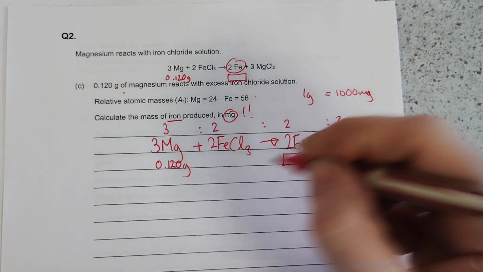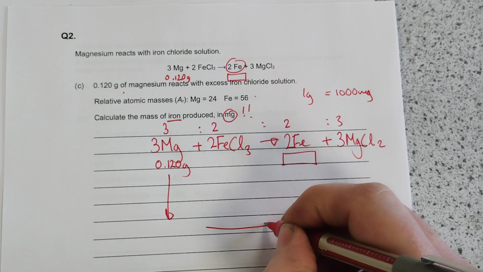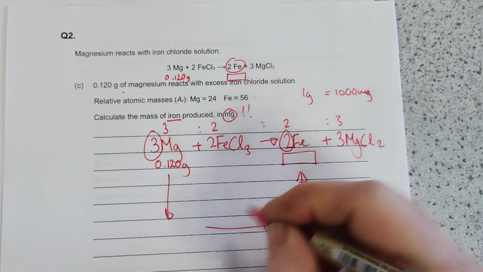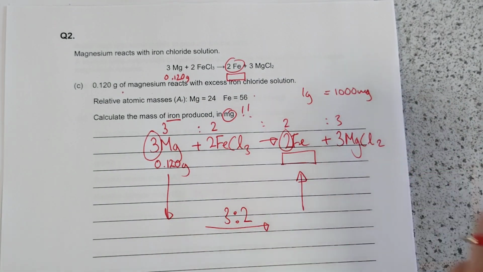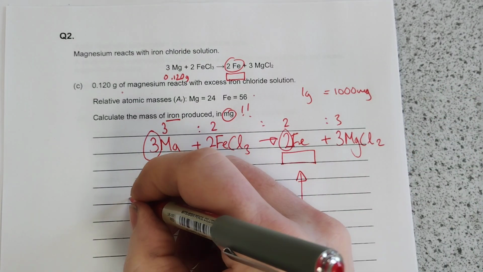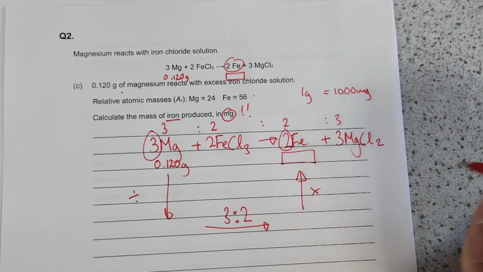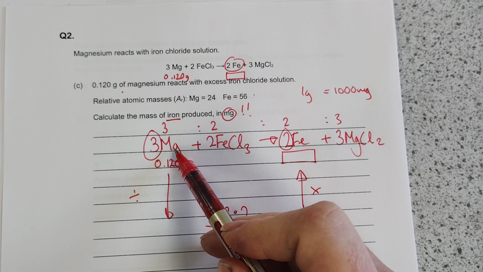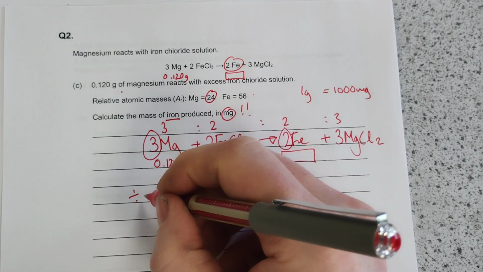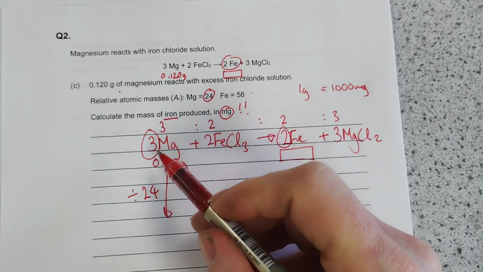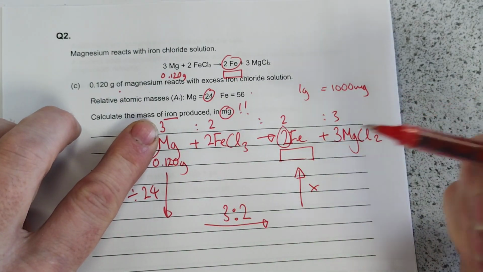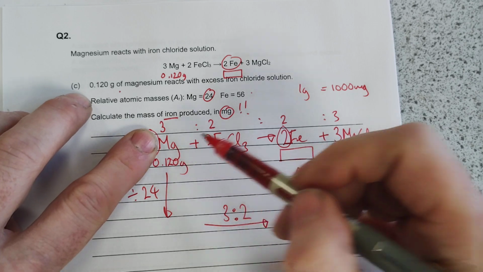Right, let's crack on. I go down, I go across, I go up. 3 of these makes 2 of these, so I'm putting that on here. You need to be comfortable with a 3:2 ratio. I'm going to divide by the MR, I'm going to times by the MR. Magnesium weighs 24, so magnesium is 24. Please notice I didn't do 3 magnesiums because the 3 is taken care of on the ratio arrow.